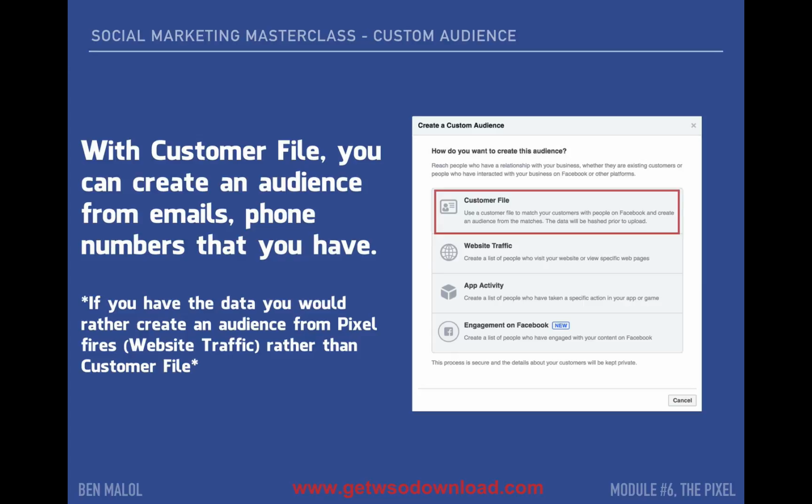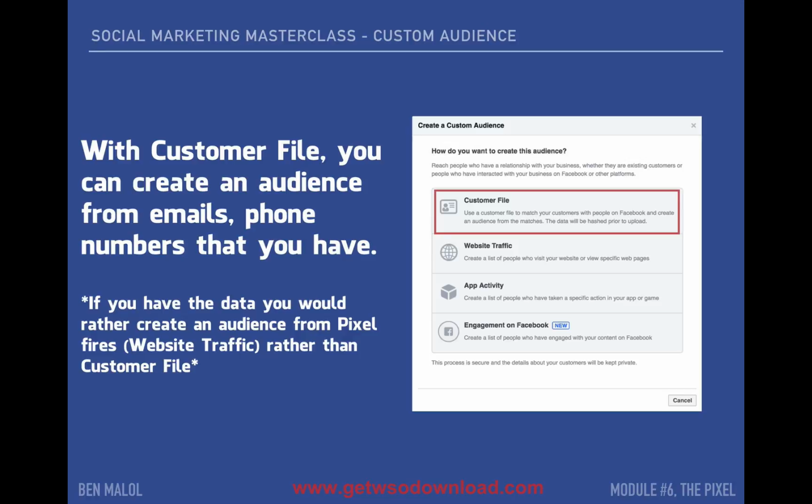Because with a customer file, the audience is static. What do I mean by static? It means that you create the audience, and then it doesn't update unless you update it manually. But with website traffic, with pixel fires, it updates automatically. You create an audience and then it just builds up the more pixel fires you have. You don't have to create it again. You just create it once and then it builds up.